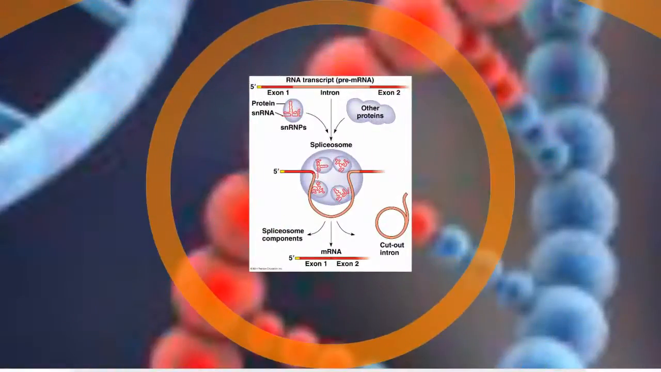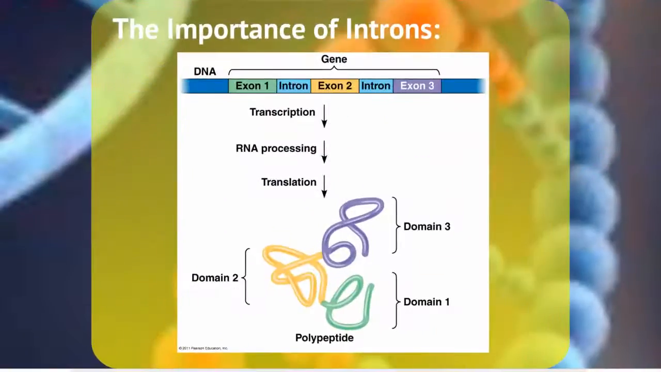These introns are removed from the complex using spliceosomes. Once these enzymes remove the introns, exons are sent to the cytoplasm for translation. Another role for introns is to separate the different domains of proteins. These domains are simply different regions of the same protein. The introns can help ensure that each region is folded appropriately.